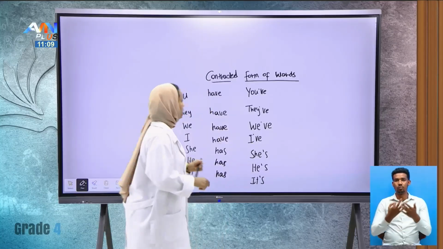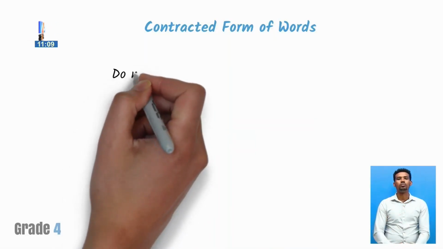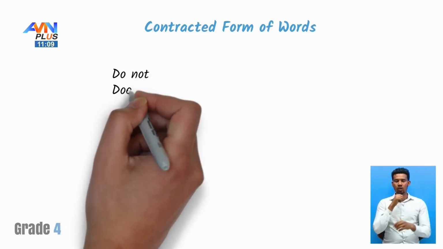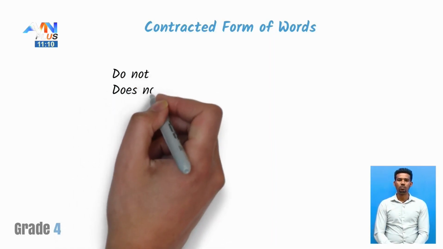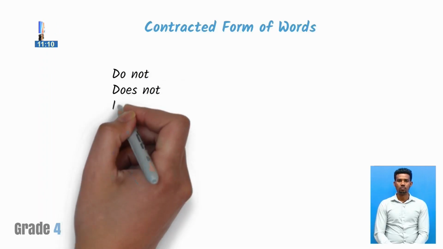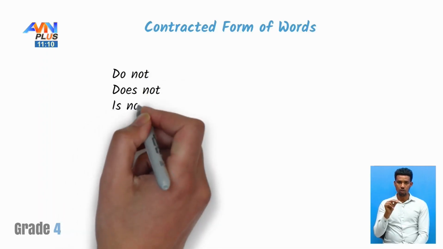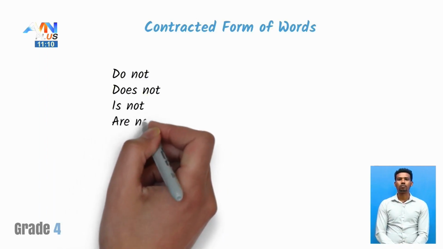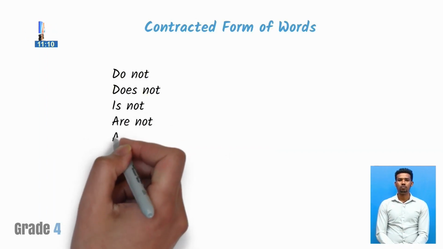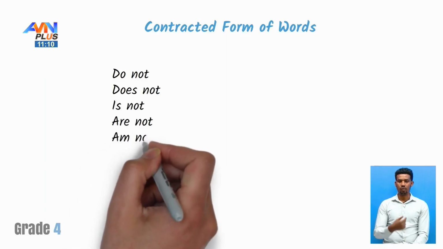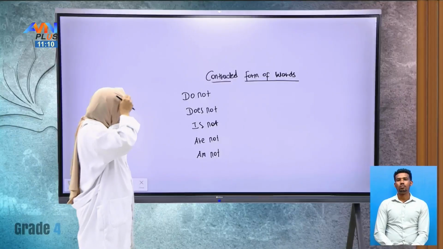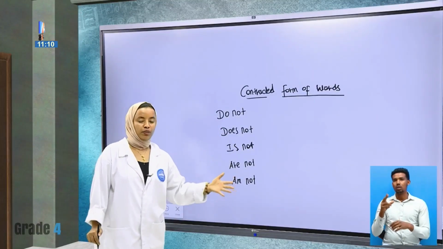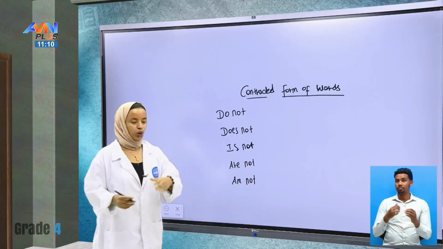Let me show you something, students. Some words like do not, is not, are not, not. So these are verb to do and does. Here is not, or not, and am not. Let me show you how we are making this term short.